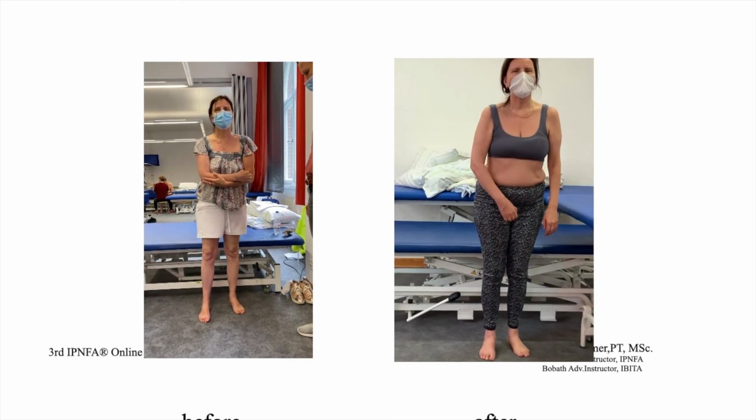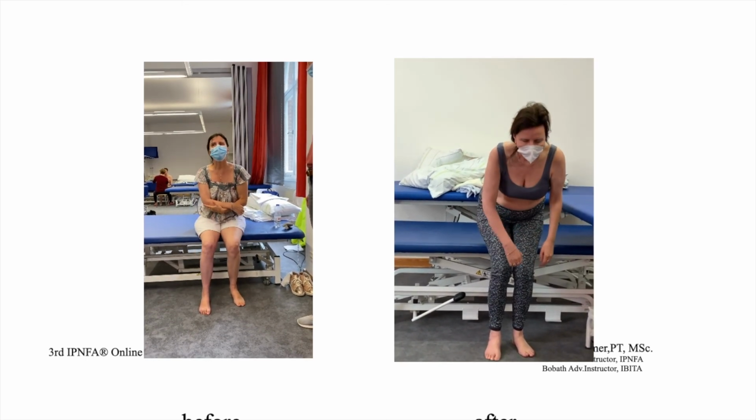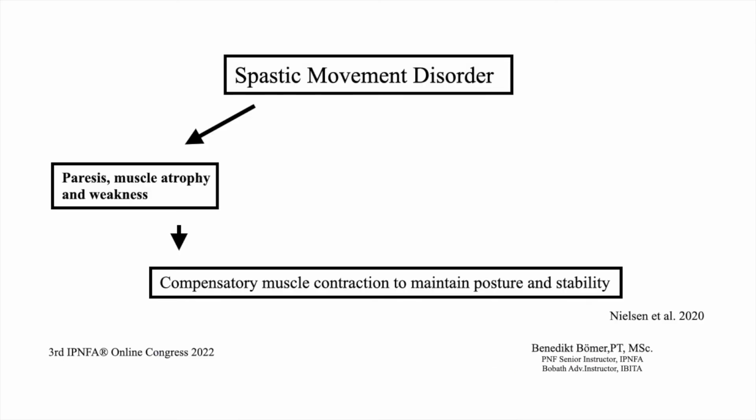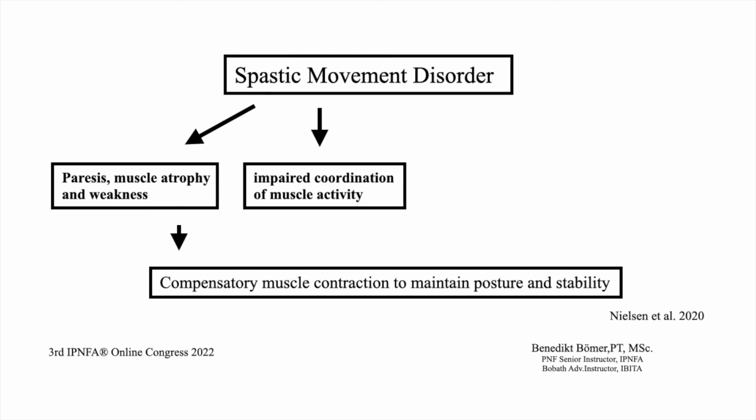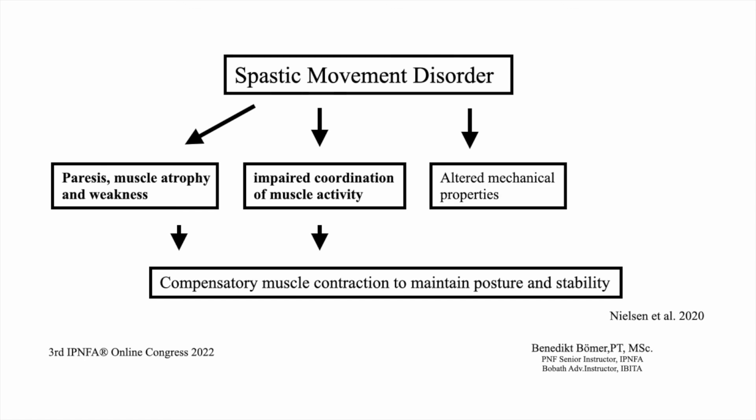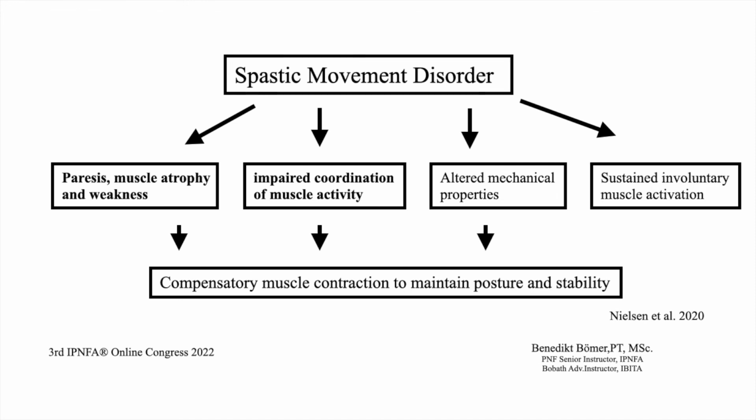Still, she's going a little bit into adduction and internal rotation with her knee, but the feet stay on the base of support. Now, I was highlighting in my lecture the paralysis and the muscle atrophy and the result that we need this compensation of muscle contraction to maintain posture and stability. I was highlighting also the impaired coordination of muscle activity. As I said at the beginning of my lecture, the topic is too big for me to discuss every point. Also, a huge topic is the altered mechanical properties and this sustained involuntary muscle activation.